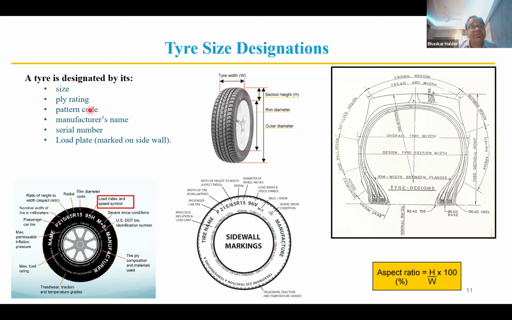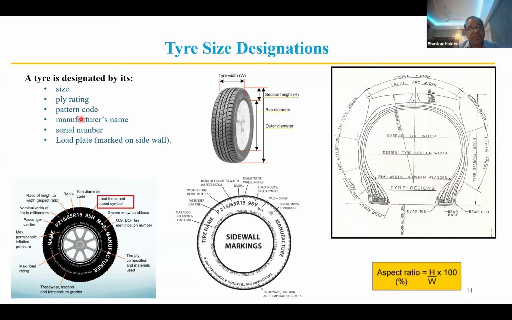Second thing is that we mention on the tire the ply rating or load index, because every tire is designed based on how much load it can take. If you see a large vehicle, the tire size is different, and the load capacity, load capability, is also higher than in smaller tires. So the ply rating and load rating are given to identify how much load these tires can carry.